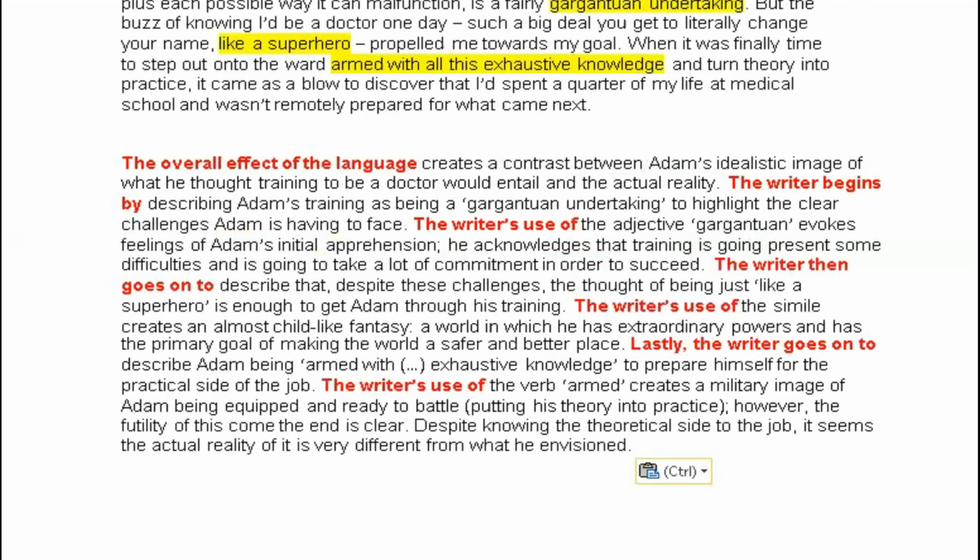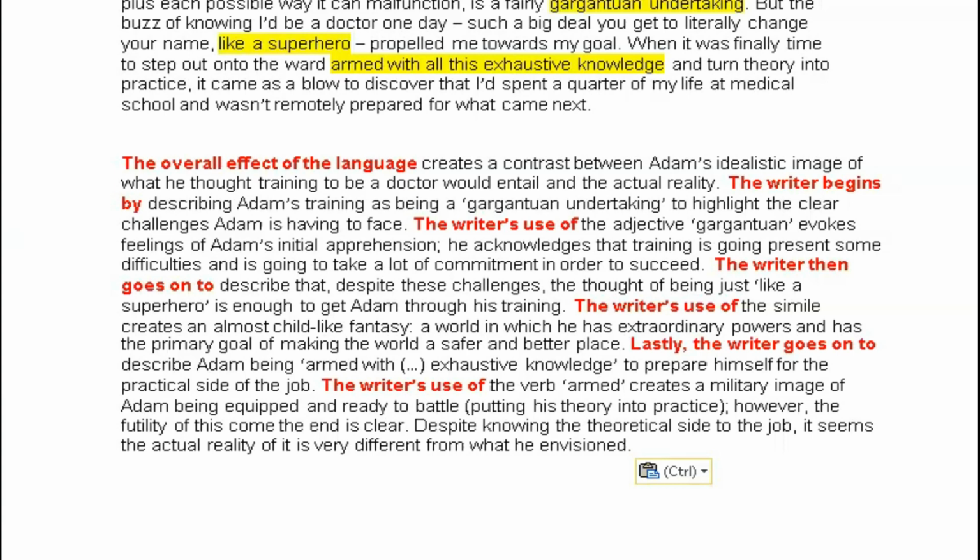Now let's read a model I prepared earlier, again just to speed up this video a little bit. Notice the phrases in red, and I would really recommend you to keep these phrases in your response just to help with the overall structure, that fluidity that these responses need. So of course, step one is starting with the overall effect of the language.